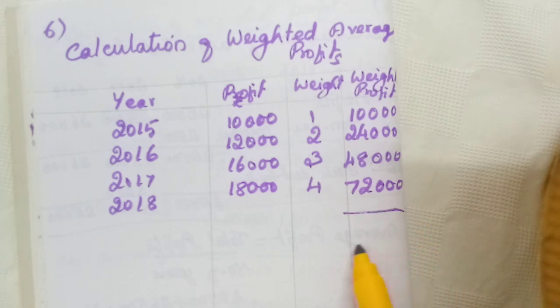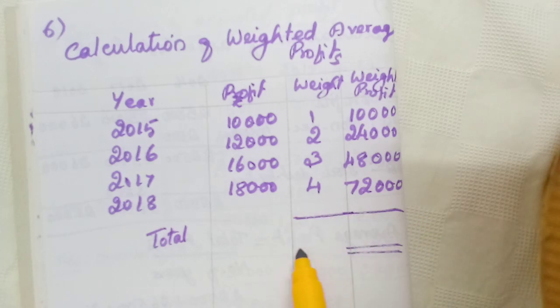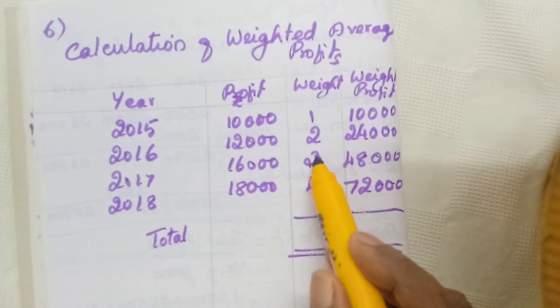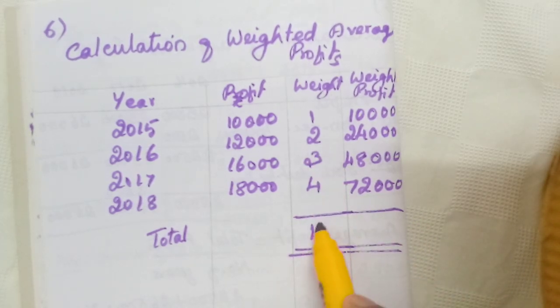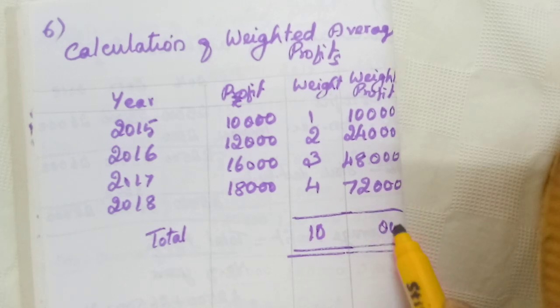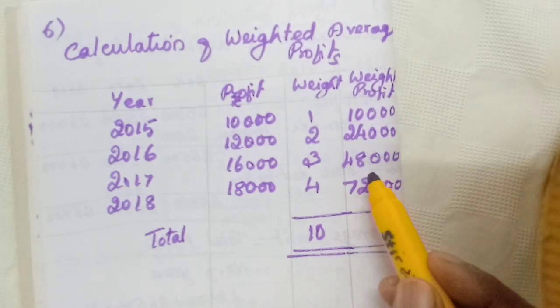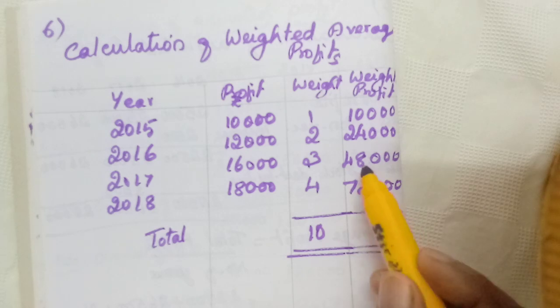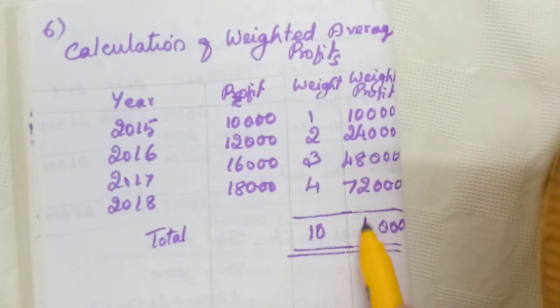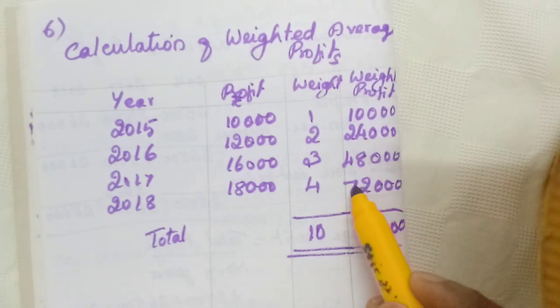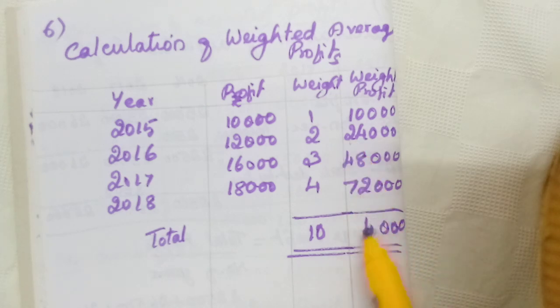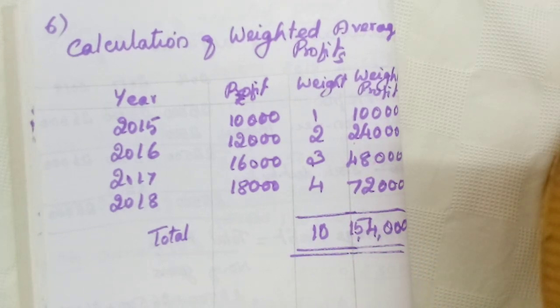Now we need to calculate the total. Here this also we need to total. 7, 9, 10. Here 3, 0, 8. 8 plus 2, 10, plus 4, 14, balance 1, 8, 12, 14, 15. So 1,54,000.